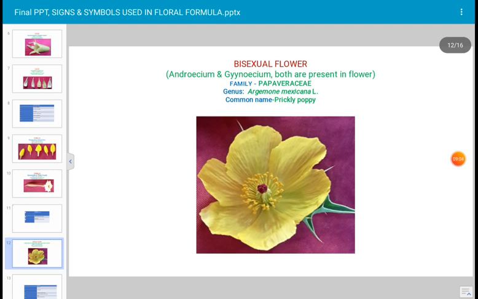Next slide. This is a bisexual flower. A bisexual flower is one which has androecium as well as gynoecium. If both the androecium and gynoecium are present in the flower, it is known as a bisexual flower. In some books it is written as hermaphrodite flower. This is the flower of Argemone mexicana, commonly known as prickly poppy, and its family is Papaveraceae.